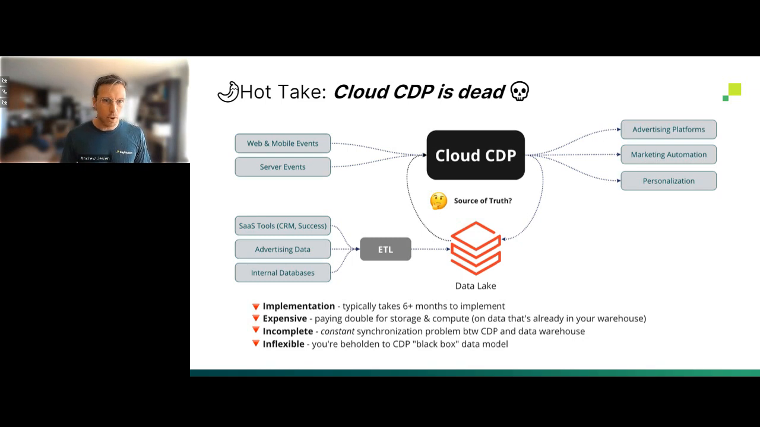And then, as I spoke of, you constantly get into this situation where you're trying to get what your data team has modeled to also exist in this cloud CDP. So you're in a constant synchronization problem, reconciling these two sources of truth and building data pipelines both from the CDP down to your data lake, as well as from your data lake back into the cloud CDP.